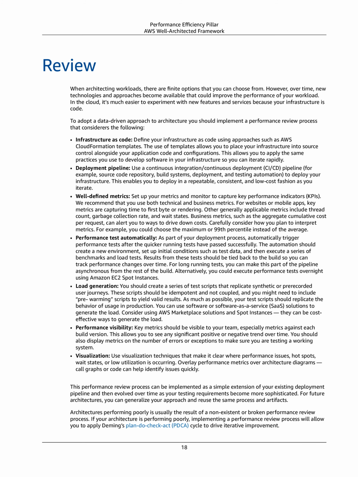Performance test automatically. As part of your deployment process, automatically trigger performance tests after the quicker running tests have passed successfully. The automation should create a new environment, set up initial conditions such as test data, and then execute a series of benchmarks and load tests. Results from these tests should be tied back to the build so you can track performance changes over time. For long-running tests, you can make this part of the pipeline asynchronous from the rest of the build. Alternatively, you could execute performance tests overnight using Amazon EC2 Spot instances.